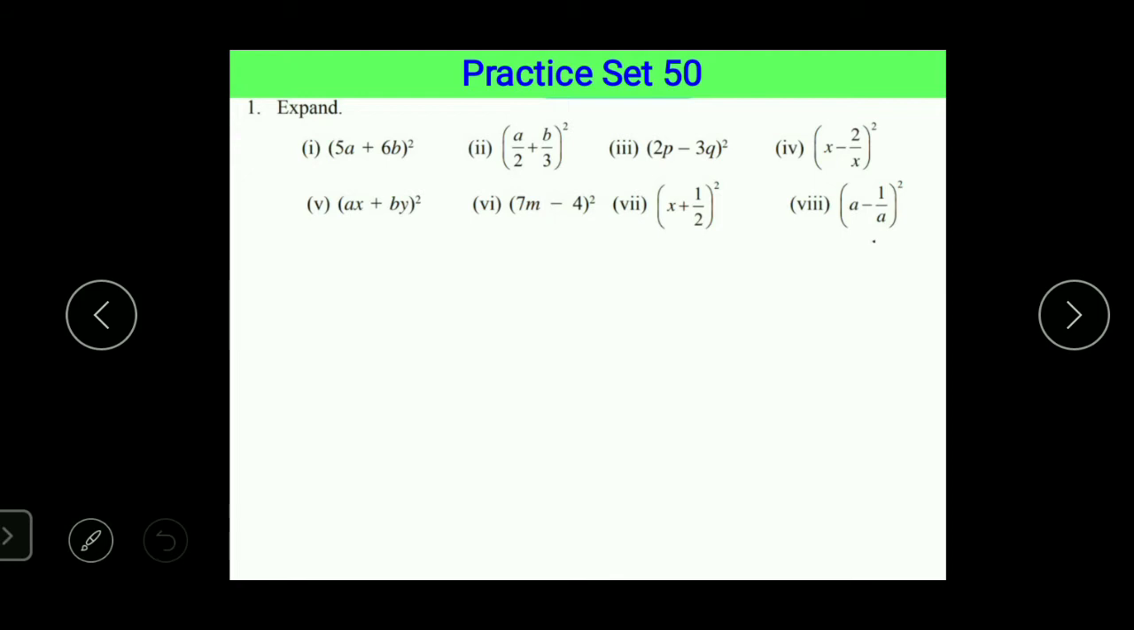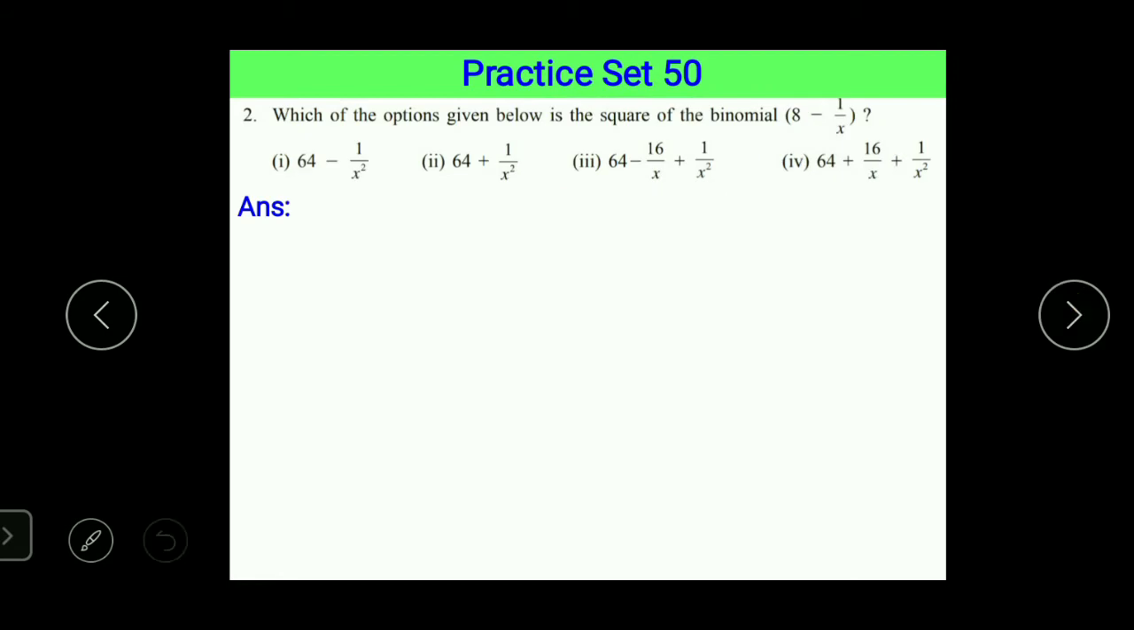Students, in the last lecture we have already studied practice set 50, all questions from question number 1. Now we'll continue with practice set 50, question number 2. Here the question is: which of the options given below is the square of the binomial x minus 1 upon x? So here I'll find the square of x minus 1 upon x.